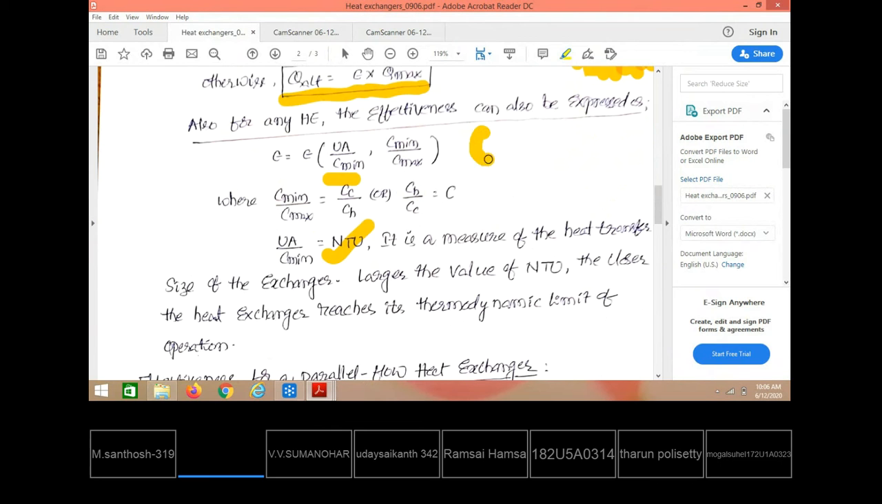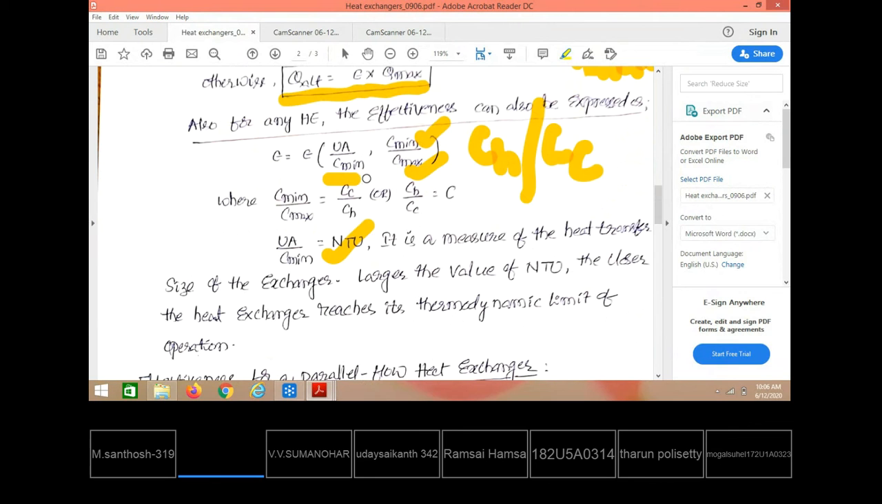C minimum means that it may be CH or CC. After estimating the product of mass flow rate and specific heat, the hot fluid product is this much, and the cold fluid product is this much. Out of these two, whichever is smaller is taken as C minimum. The other is taken to be C maximum. C minimum by C maximum is either CH by CC or CC by CH. That is the ratio.